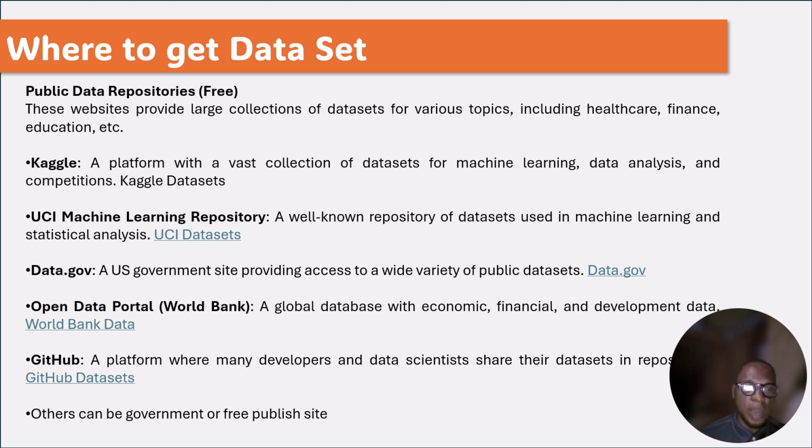Then we have the UCI Machine Learning Repository. We have data.gov, a US government site providing access to a variety of public data sets. Then we have the open data portal by the World Bank for economic and financial development data. We have GitHub, where people make research and drop data sets. Then we have other ones, like published documents online. Although some are free, some might not be free. Some might be by the government, some from free published sites.